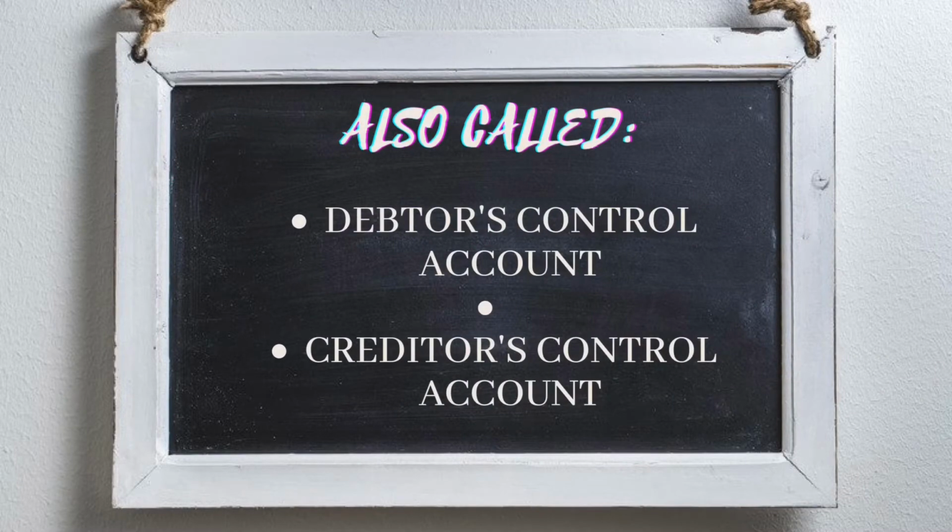Now, the accounts receivable control account is sometimes called the debtors control account, and the accounts payable control account is also called the creditors control account. You'll see these names interchangeably, so when you see them, just don't think it's a different thing.